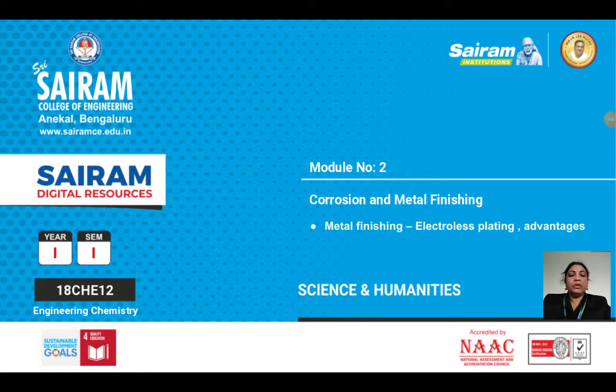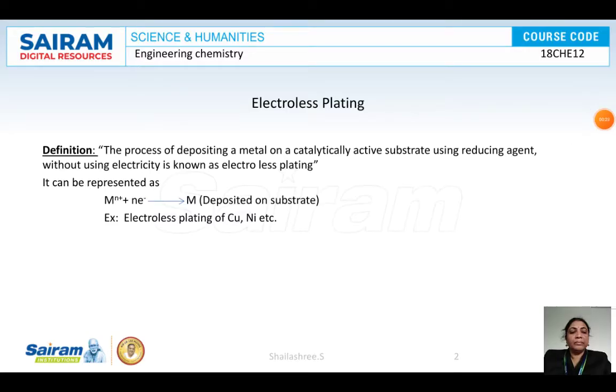Hello friends, we are in module number 2 and we are discussing corrosion and metal finishing. Under metal finishing, in this session we will be discussing electroless plating, the advantages of electroless plating, the differentiation between electroplating and electroless plating, and also the electroless plating of nickel.